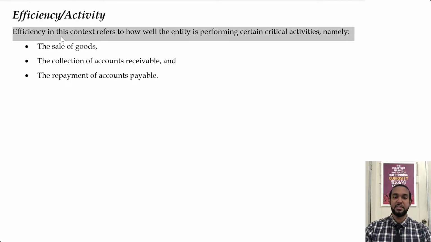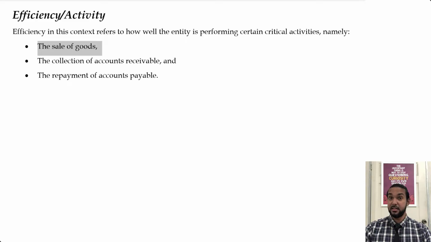Okay, so here we have efficiency or activity. It says efficiency in this context refers to how well the entity is performing certain critical activities, namely the sale of goods, the collection of accounts receivable, and the repayment of accounts payable. Right, so these are critical activities, because let's take a read of some more notes here.